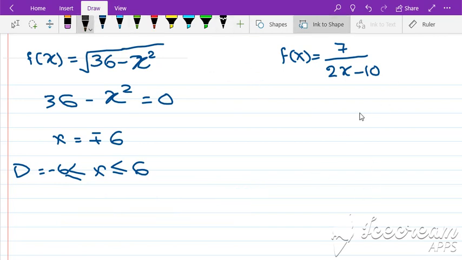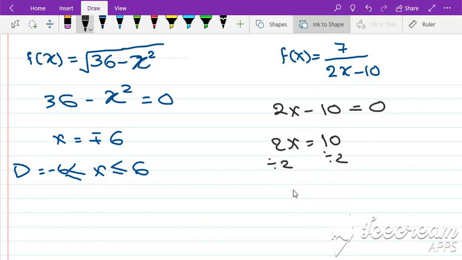To find the domain for this function, it's a fraction, so we should not get 0 in the denominator. The denominator of any fraction shouldn't be 0. That's why we're taking the denominator, because the top is 7. 7 is always fine. It doesn't have any problem with all the real numbers. So 2x minus 10 is equal to 0. 2x is equal to 10. Divide by 2, divide by 2. x is equal to 5. So the domain for this function is all the real numbers except 5.